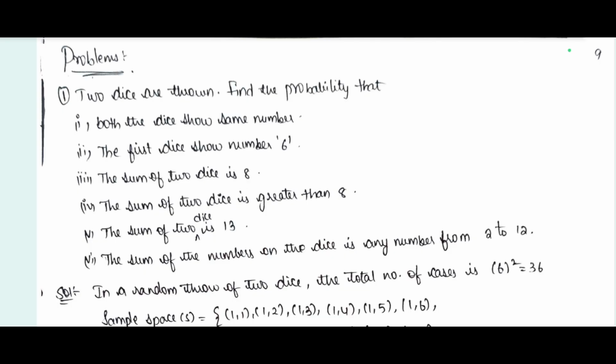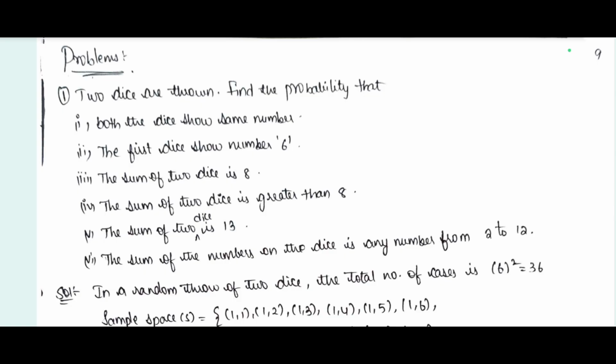Next, the first die shows the number 6. Next, the sum of the two dice is 8. The sum of the two dice is greater than 8. The sum of the two dice is 13. And the sum of the numbers on the dice is any number from 2 to 12.